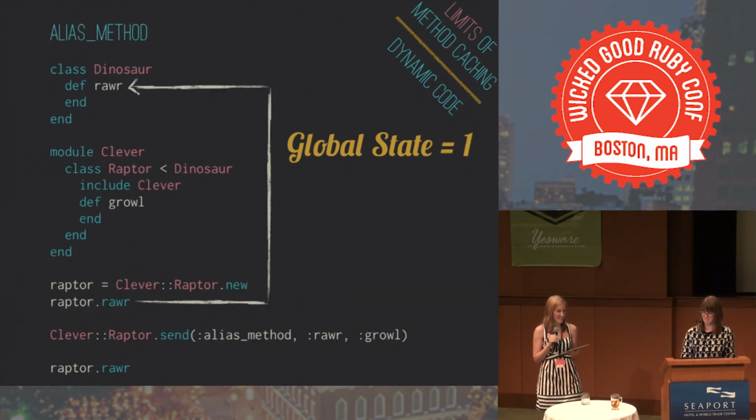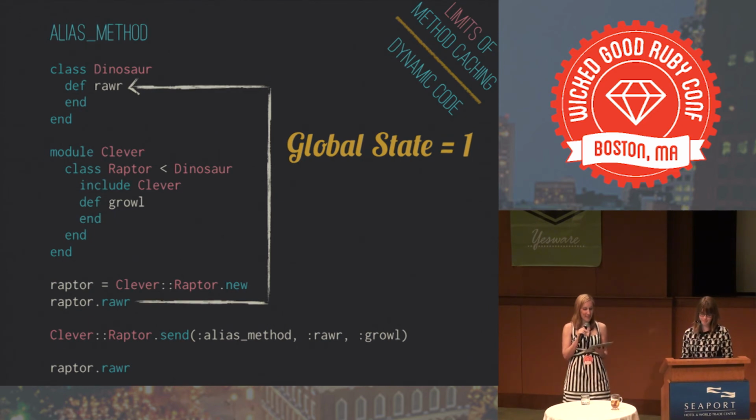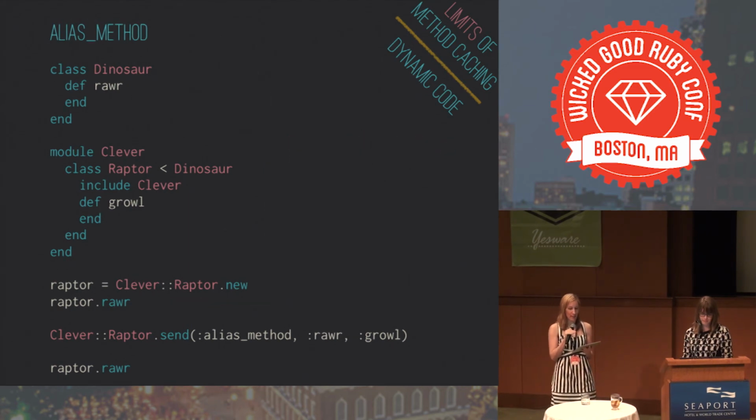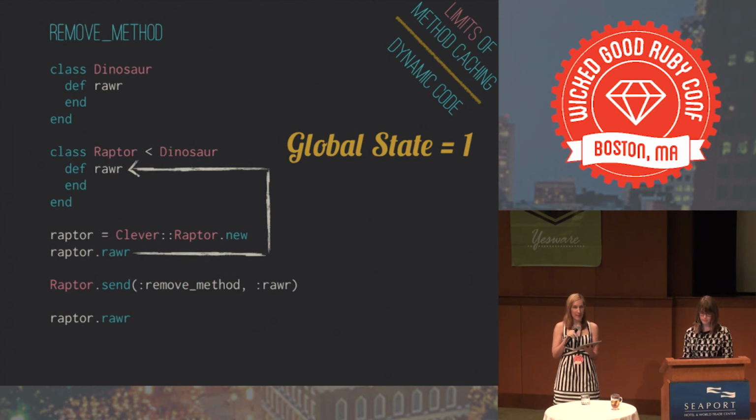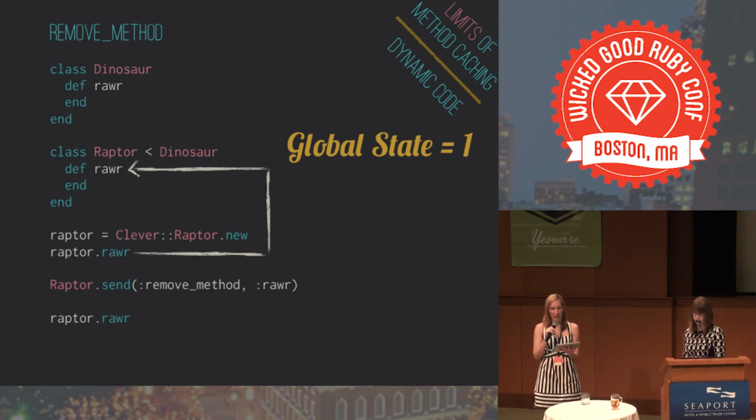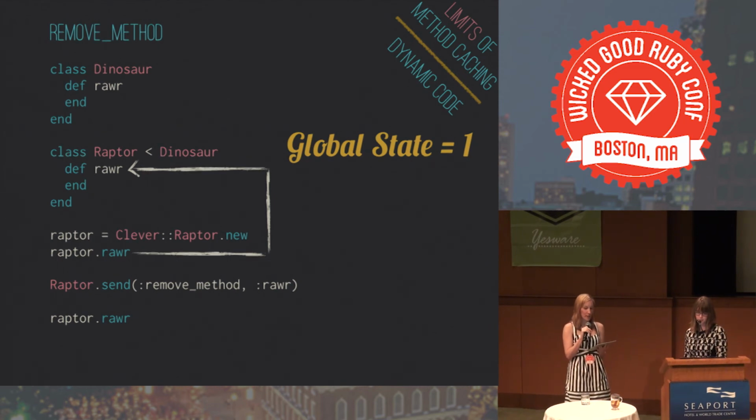For similar reasons to define_method, using alias_method will also increment global state. After aliasing growl, the cache is invalidated so that rar can correctly resolve to raptor. And as you might imagine, remove_method will also increment global state and invalidate the cache. After removing rar, the cache is invalidated so that rar can resolve back to dinosaur.